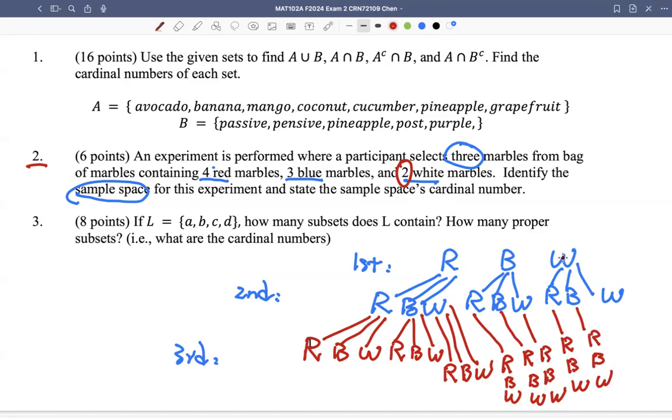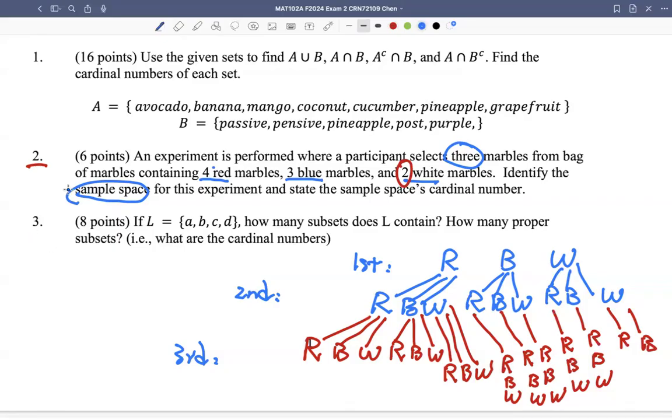If my first one is white, second one is white, my third one cannot be white anymore because I only have 2 white. But I still can have red, I can have blue. So how many outcomes are there? If we want to write on the side, let's write on the side, use blue color.